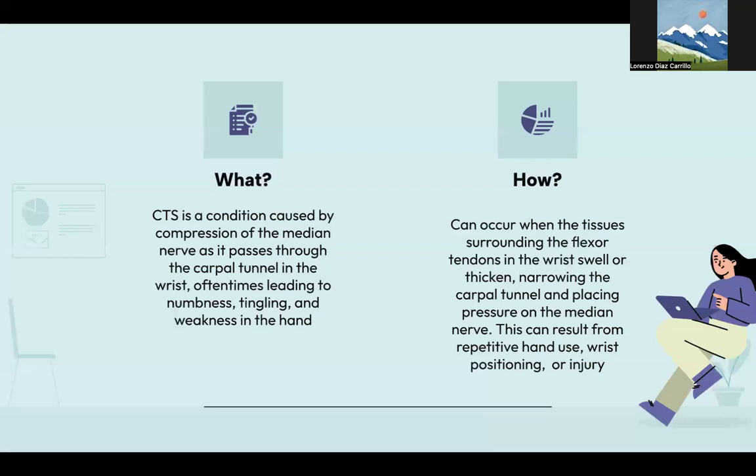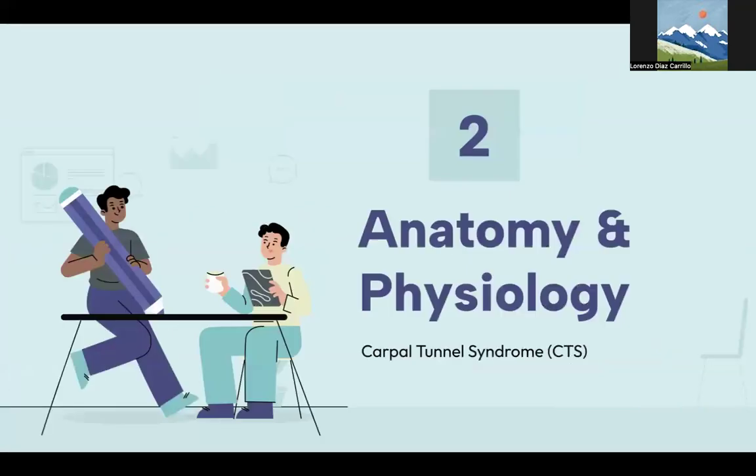We'll talk about how the tissue surrounding the flexor tendons in the wrist will swell up and thicken, which decreases the space available within the carpal tunnel. For example, there are 9 tendons flowing right through the carpal tunnel, and the median nerve as well. So when you have a decreased amount of space in an already tiny little spot, the pressure increases. This can result from repetitive hand use, wrist positioning, or traumatic injury. There are different ways that this can spark or aggravate those tendons and the nerve.